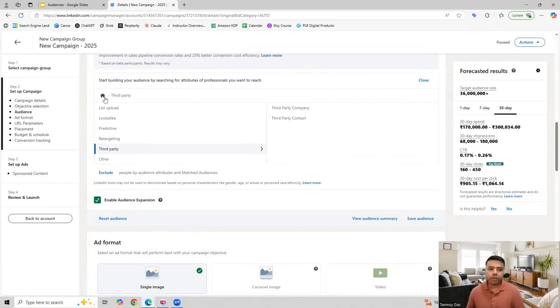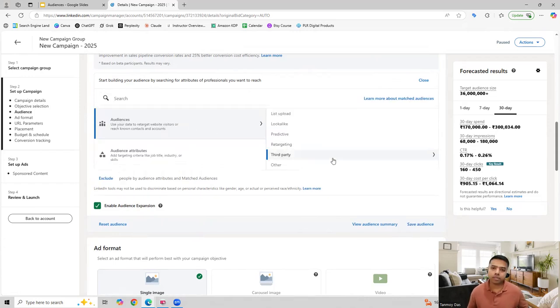So these are going to be the audience targeting options which you can do, which are your audiences, which you have created, you have built over a period of time, which we can also target with our LinkedIn ads. I hope this makes sense and you understand the major difference between audiences and audience attributes.